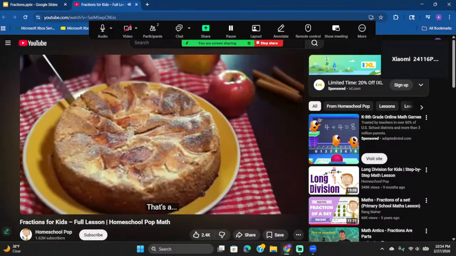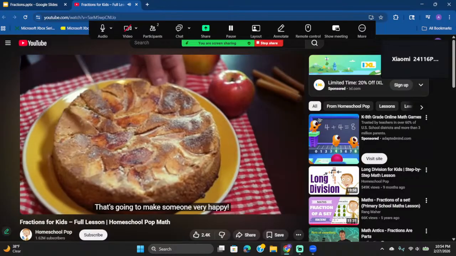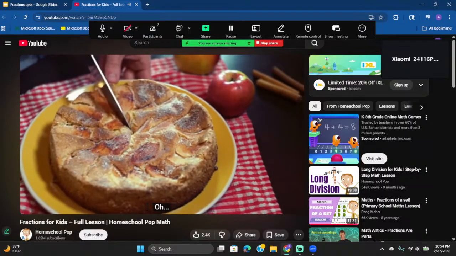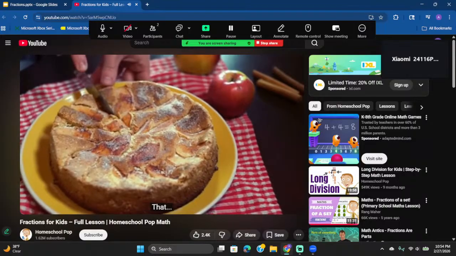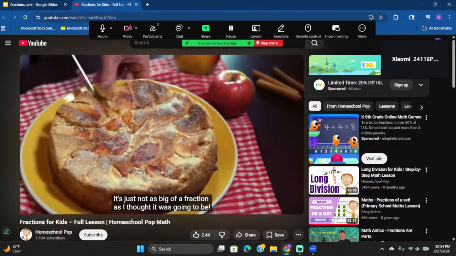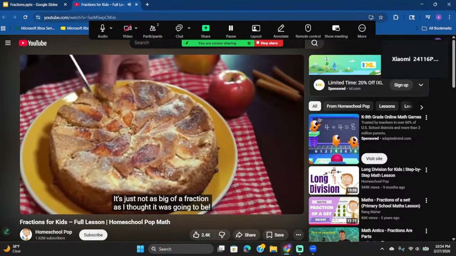Fractions. Whoa, that's a big piece. That's going to make someone very happy. Oh, it's not as big now. Okay. Well, that makes sense. It's just not as big of a fraction as I thought it was going to be.